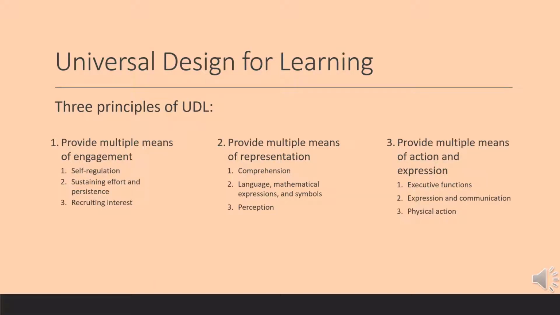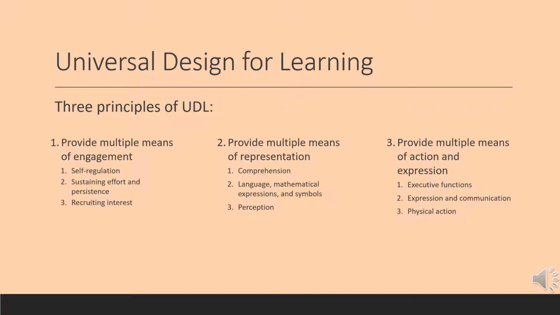There are three main principles of UDL. The first is provide multiple means of engagement. This is the why of learning. Why do students engage with the material? Why do they persist when it's challenging? The researchers at CAST laid out three guidelines for this principle. Provide options for self-regulation, options for sustaining effort and persistence, and options for recruiting interest.